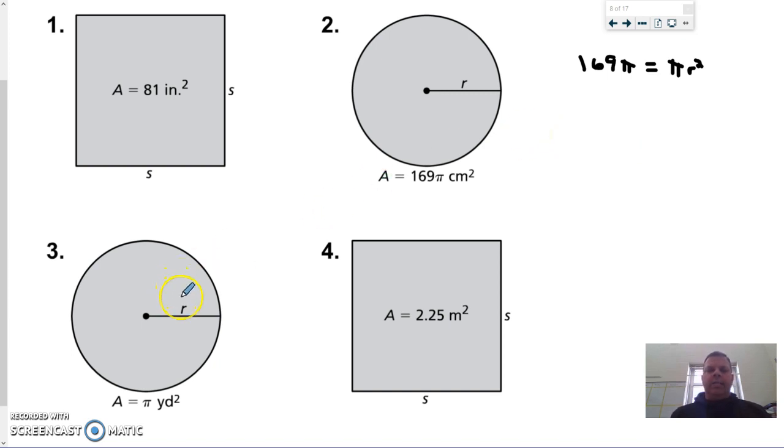In this one, I get the same thing. Pi equals pi r squared. Divide both sides by pi, and I get pi divided by pi is 1. So 1 equals r squared.